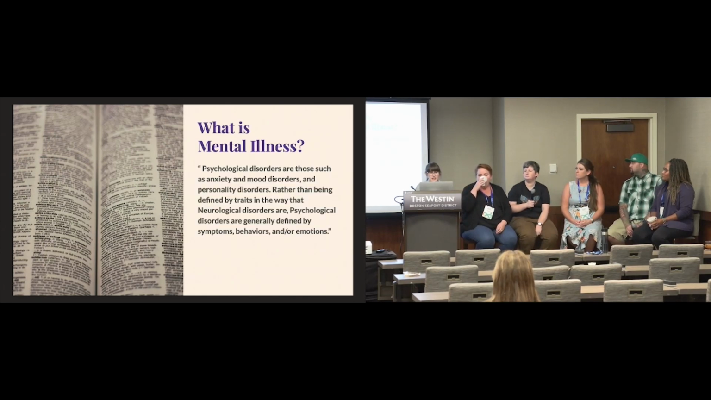So the definition of mental illness: psychological disorders such as anxiety or mood disorders, personality disorders. Rather than being defined by traits in the way that neurological disorders are, psychological disorders are more often defined by symptoms, behaviors, or emotions. Is that a difference that you guys have kind of felt, or what do you think is the most important part of the two different words to take away? Because I do think they get lumped together quite often.